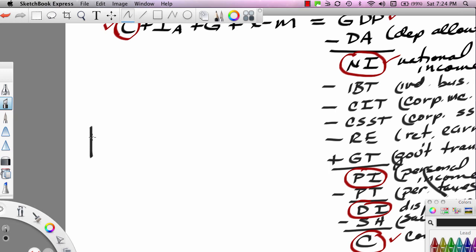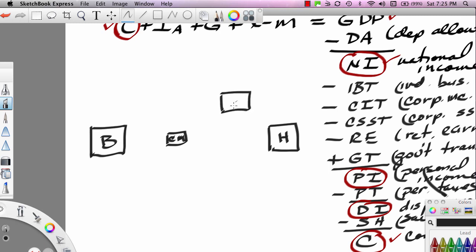Okay, so we've got our business sector. We've got our household sector. And we have a little credit market here. We have our government sector. And up here we have our what? We have our foreign sector, don't we?